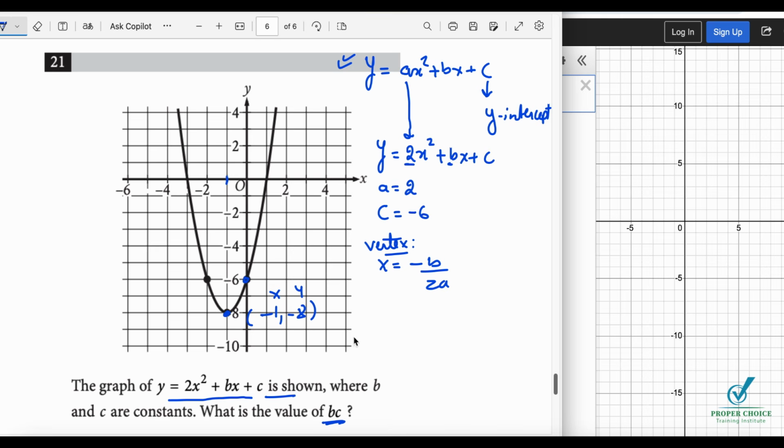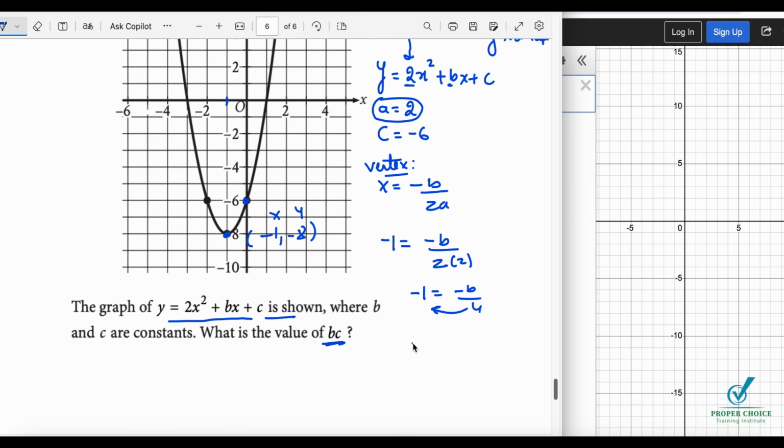Now from that I know the vertex value, which is negative 1. You can say negative 1 equals minus b by 2 times, what is the value of a? I said a is 2, so 2 times 2, that gives us negative 1 equals negative b by 4. Just cross multiply. Here it shows that negative 4 equals negative b, because minus 1 times 4 is minus 4. So simply it says b equals 4. I got the value of b.